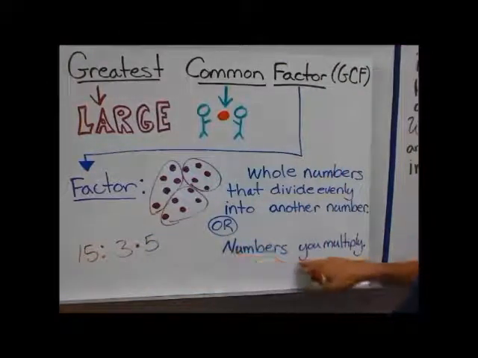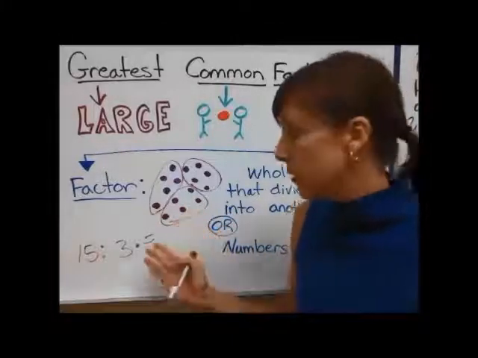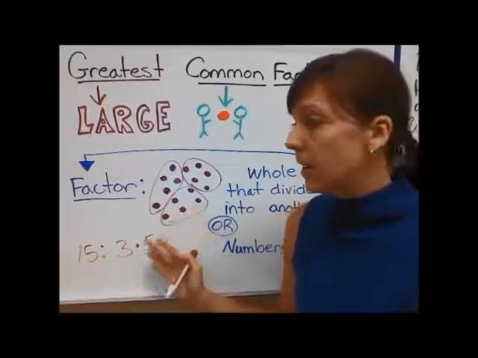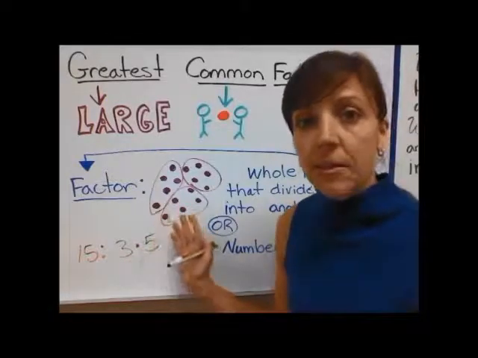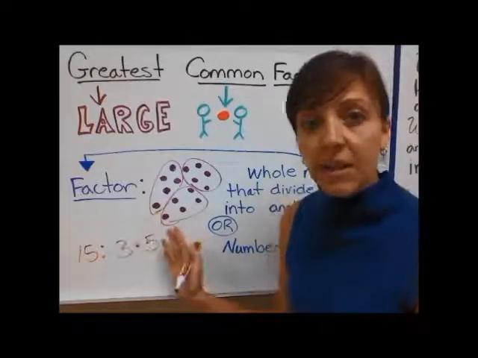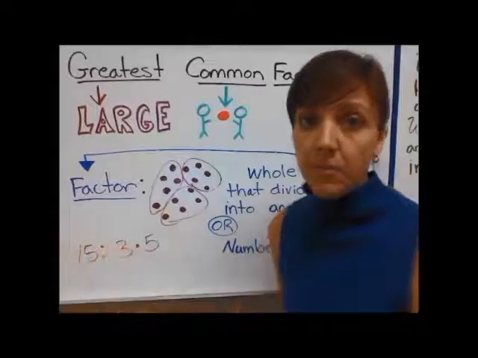Factors are also numbers that you multiply. 3 times 5, so 3 and 5 are factors of 15 because we multiply them to get 15. We can also divide them evenly into 15. So factors are numbers that divide evenly into another number, or that you multiply to get that number.